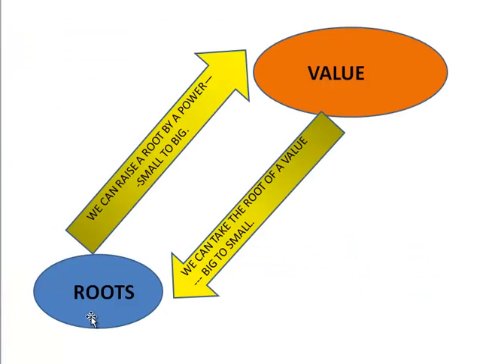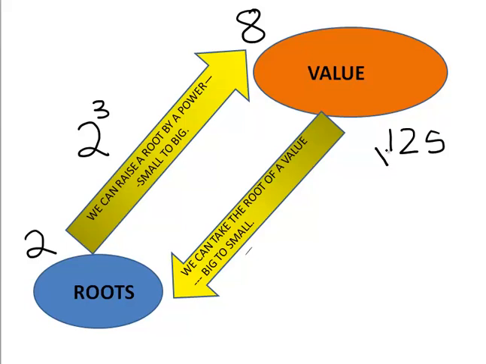So here's a little graphic to help you think about it. We start with the small thing, the root, and we raise a root by a power to get a larger value. So again, I might start with 2, and I could raise it to the third power, and I would get 8. It works the opposite way. You can have a value, and you can take the root of that value and go from big to small. So like on the last slide, 125 was the big value. I took the cube root. I figured out what number times itself 3 times makes 125, and 5 to the third equals 125, so the cube root of that would be just 5 by itself.